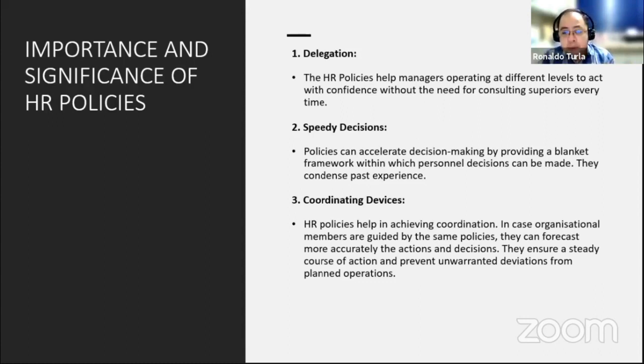The third importance is coordinating. HR policies help in achieving coordination. So, in case na in the organizations, members are guided by the same policies, they can forecast more accurately actions or decisions. And more or less you have a steady course of action. Para wala nang unplanned or mga deviations na tinatawag natin. So there has to be some form of coordination when you write your policies.